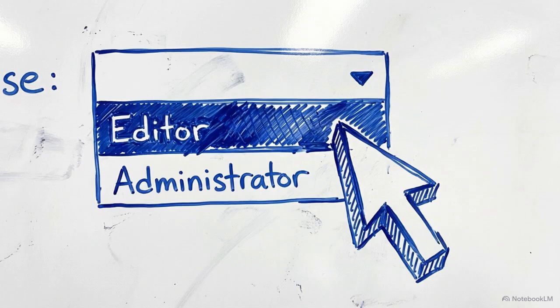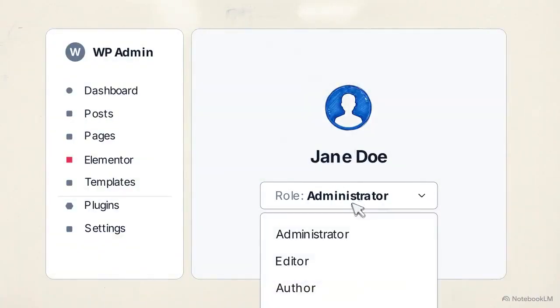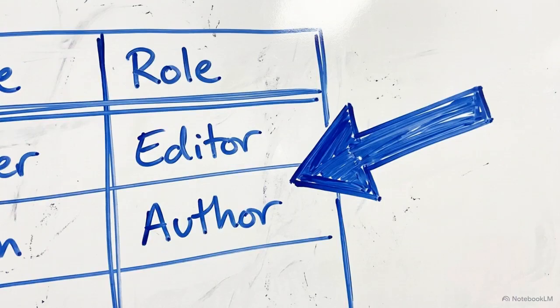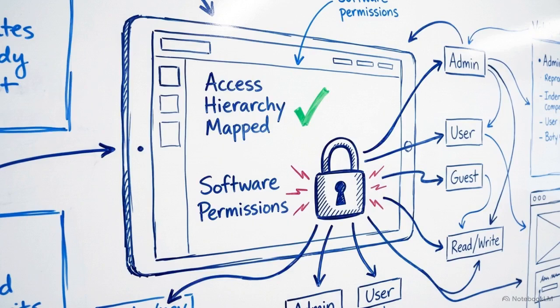We are firmly following the principle of least privilege. This means you give each team member the exact minimum access they need to do their job, and you never give everyone administrator rights. With this structure mapped out, we know exactly which permissions to lock down in the software.